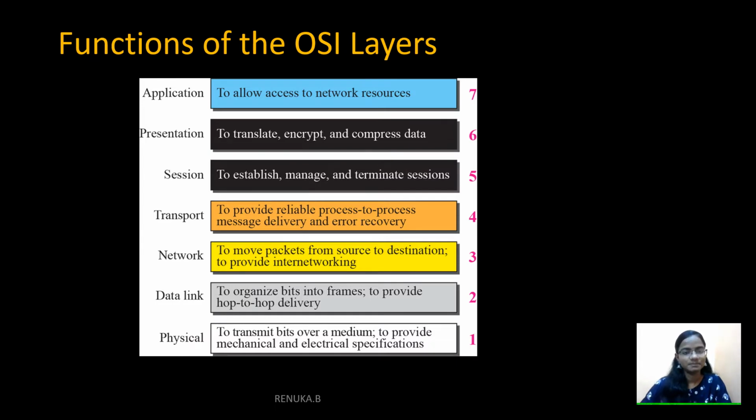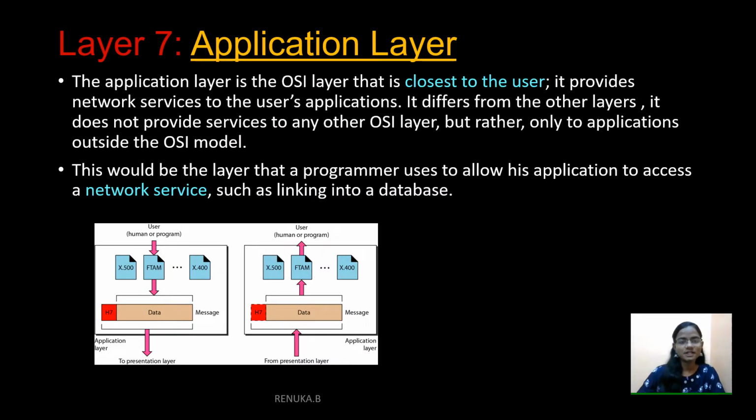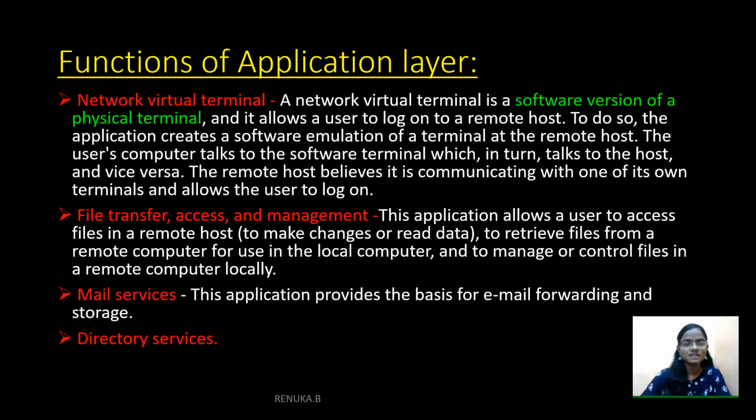The 7th layer is the application layer. This is the OSI layer that is closest to the user. It provides network services to the user's application. It serves as a window through which application processes can access network services. This is the layer that the programmer uses to allow his application to access a network service, like linking into a database. Now let's see the functions of the application layer.